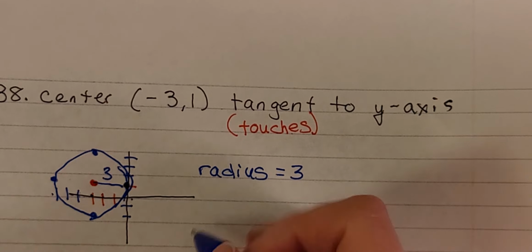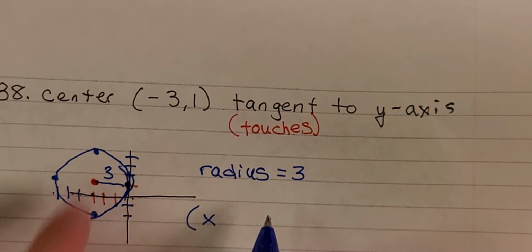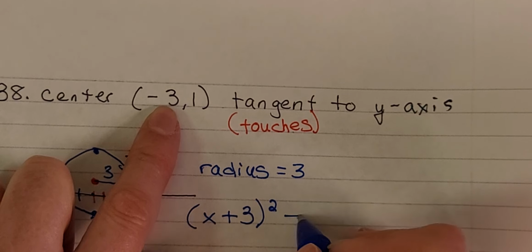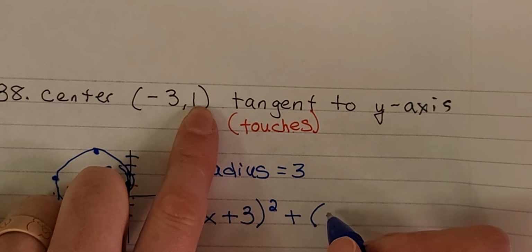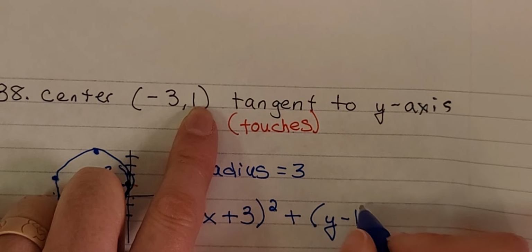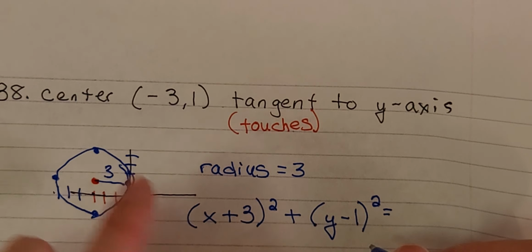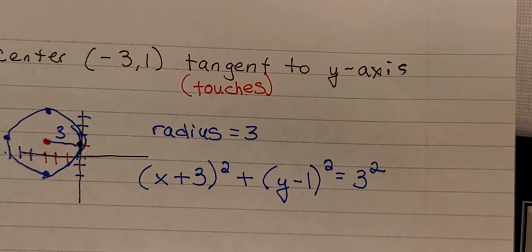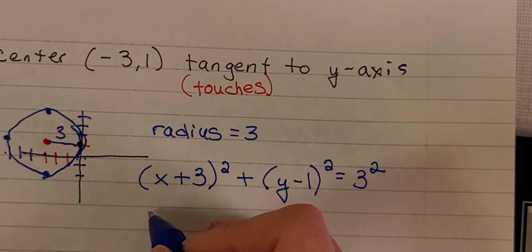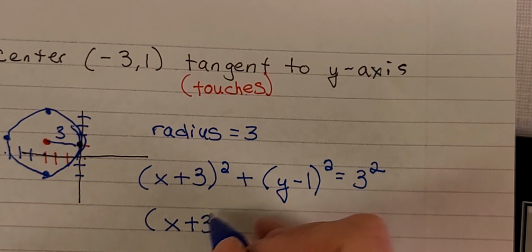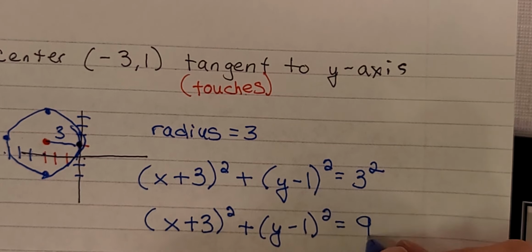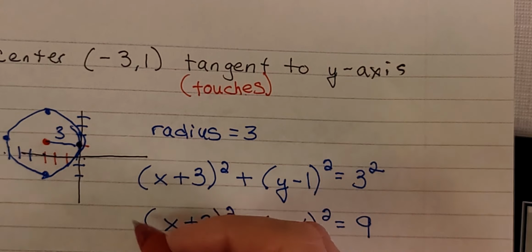So you're going to put them together. So we're going to do x. When you come to this, remember you must change the signs. So x plus 3 squared plus, and we're going to change the sign on that guy, y minus 1 squared equals, and then when it comes to the radius, you have to square that radius. So it's 3 squared. So this is going to be x plus 3 squared plus y minus 1 squared equals 9. And this is the answer that you want.